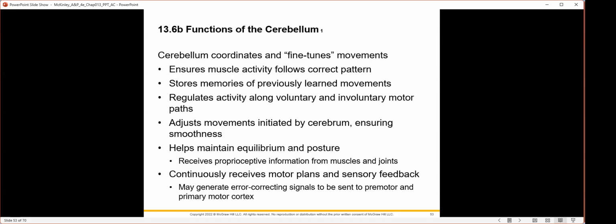It adjusts movements, ensuring that they're smooth, okay? It helps maintain equilibrium and posture. That's the big one. And it is helpful in our motor plans and receiving sensory feedback. So when we walk, we all have a certain gait, okay? We have a balanced way that we walk. Someone with issues with their cerebellum may not have a very steady gait because they're not coordinated.